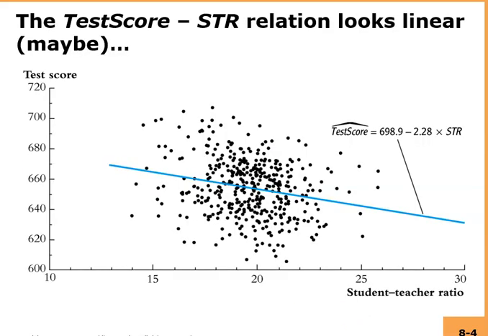So for example, if you take a look at the example that we have been looking at in the previous lectures as well, which is the relationship between the student-teacher ratio and average test scores in the school, you will see that if you simply look at the scatter plot, this relationship might actually be a linear relationship, but this might not be true for all relationships between two variables.